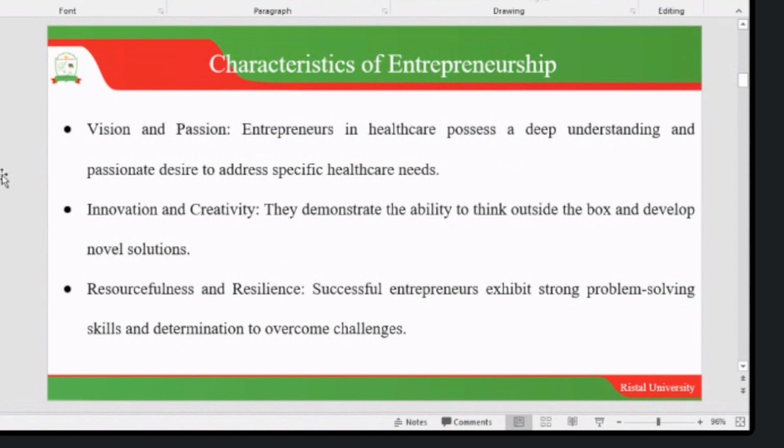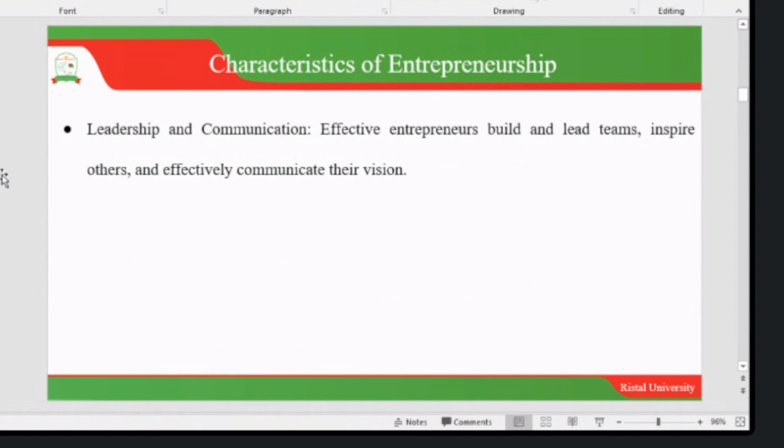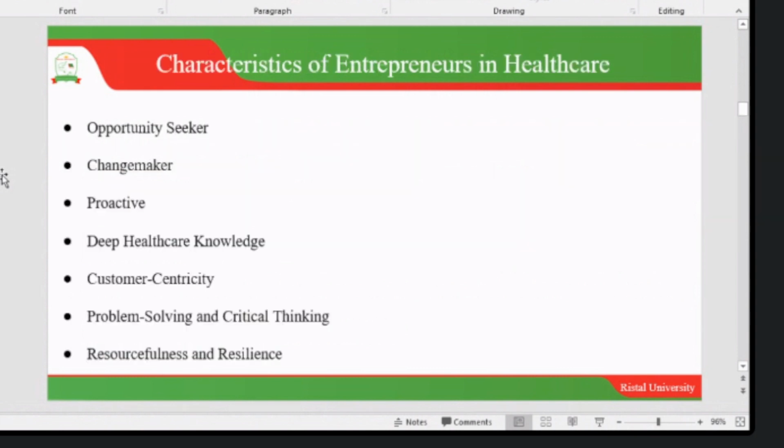Then they are very resourceful and resilient, in that they exhibit strong problem solving skills and determination to overcome challenges. They are not bogged down by any challenge that comes their way, because already we say they have that vision, so they know that these challenges come as opportunities for them to think and reinvent their ways of doing things, but in the end stay in the game of entrepreneurship in healthcare. Then ultimately, a good entrepreneur portrays leadership and communication, the one who can build and lead teams by inspiring them, by effectively communicating their vision to the team they are leading, so as to create these healthcare solutions.